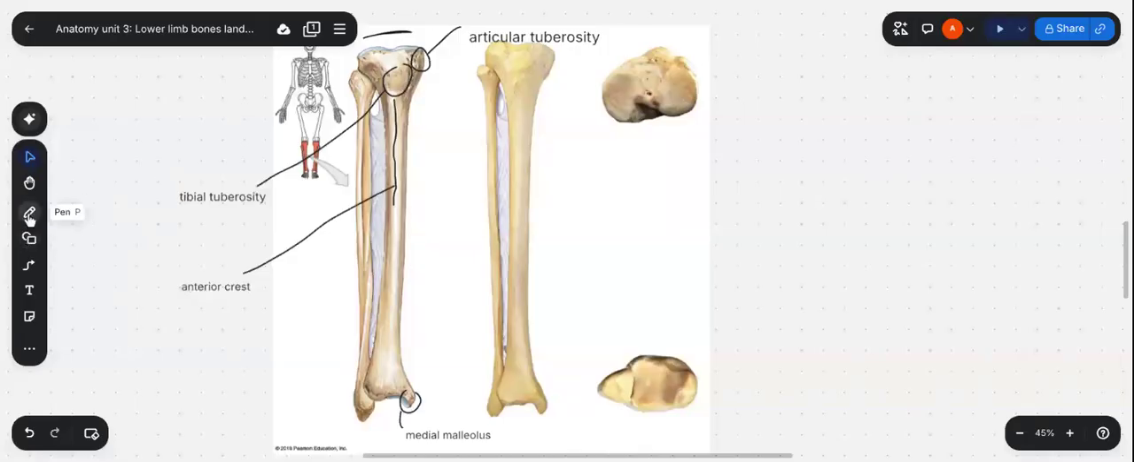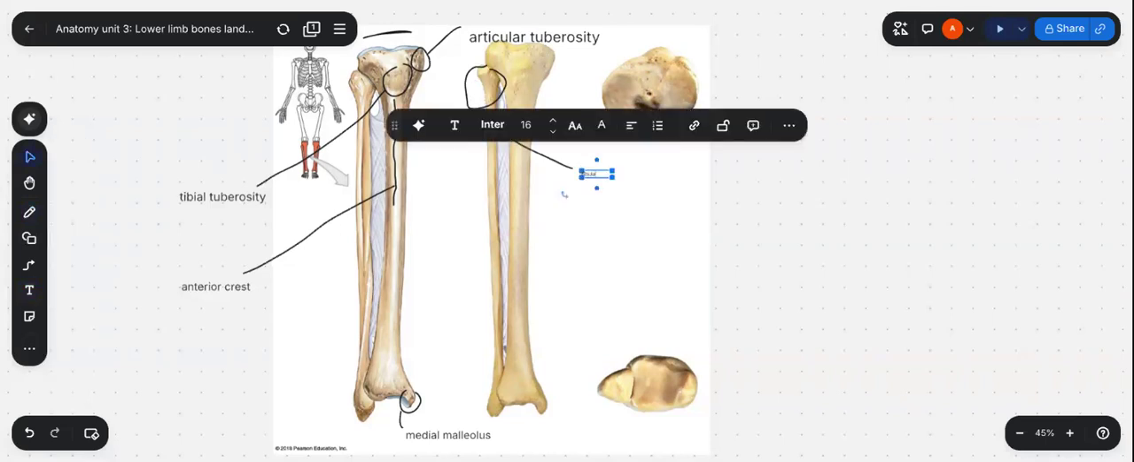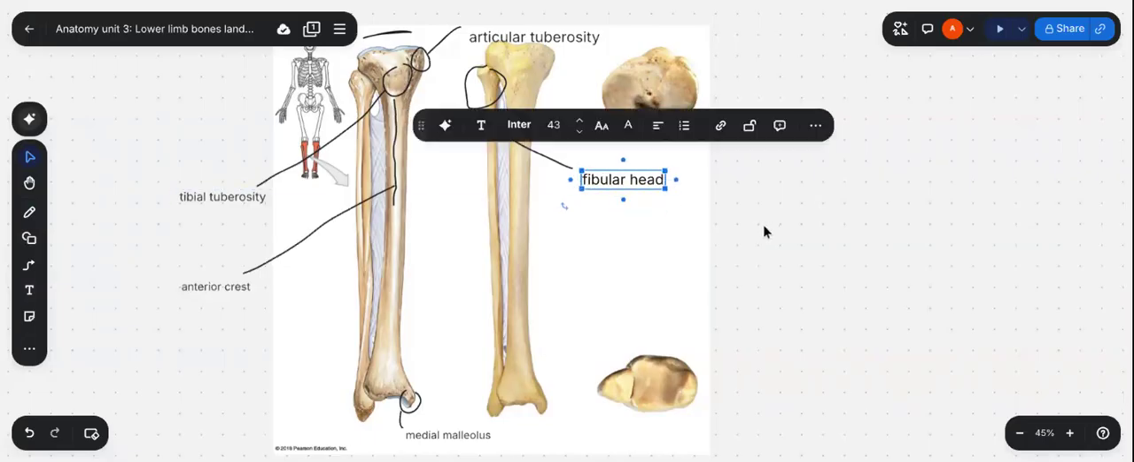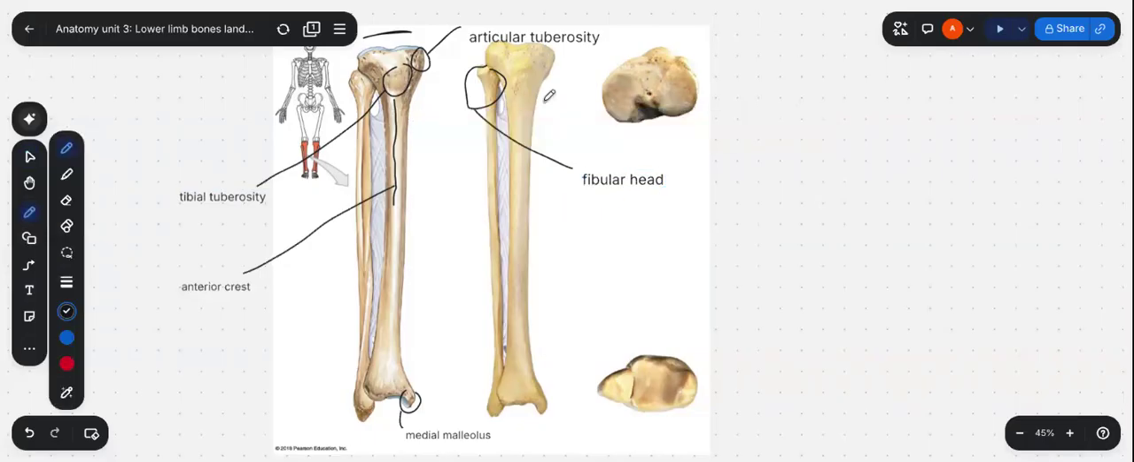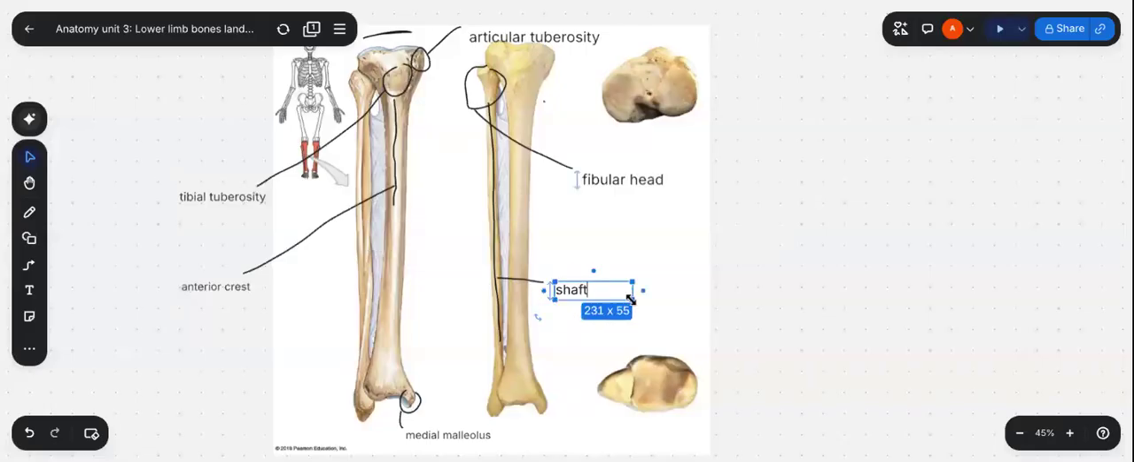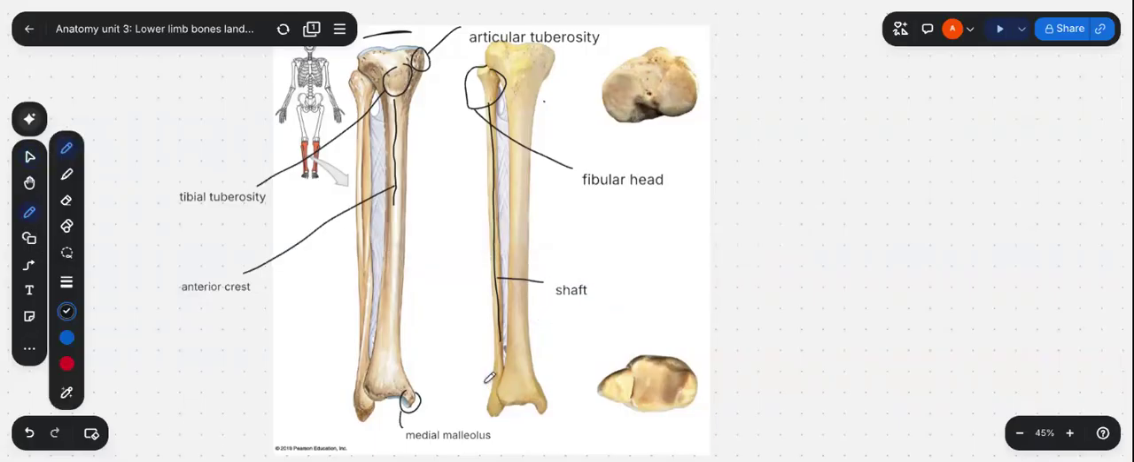So the fibula, first portion over here up at the top, this is going to be your fibular head. So the fibular head right over there. Then we have the shaft. So the shaft is just like this whole region of the fibula. Then down at the bottom, you have your lateral malleolus. The lateral malleolus is going to be this side of your fibula.